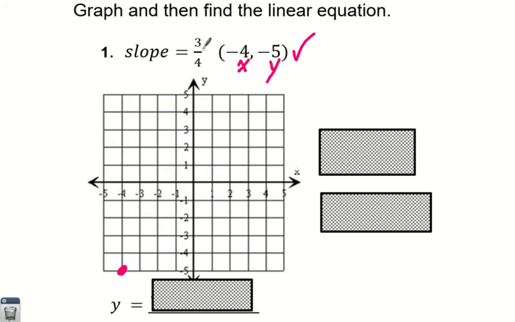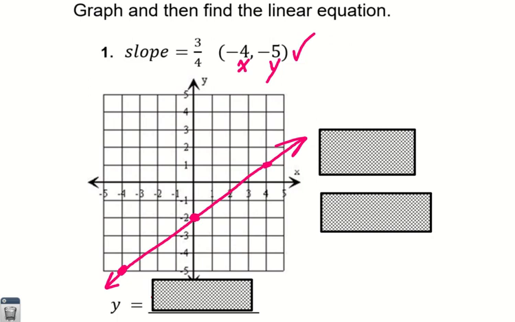Now we use our slope, which is rise over run. +3 is my rise, so I go up 3 and then over 4 to here, and I could do it again, up 3 over 4 again. And so there is my line. Pretty good.